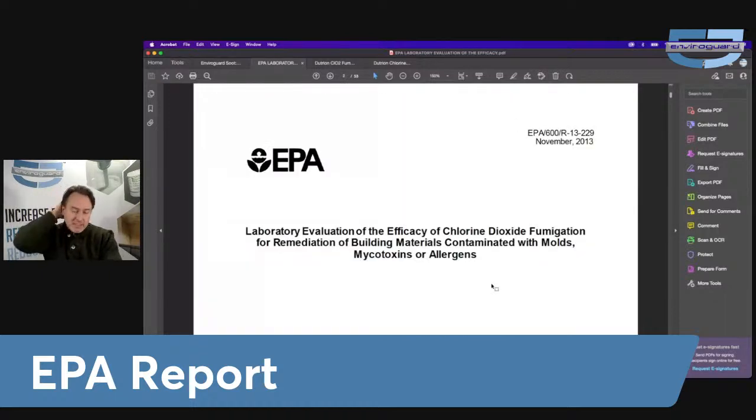This lab report has to do with the fumigation of chlorine dioxide at different relative humidities, on different substrates, both in a vegetative and non-vegetative state. In other words, both condition 2 and condition 3.